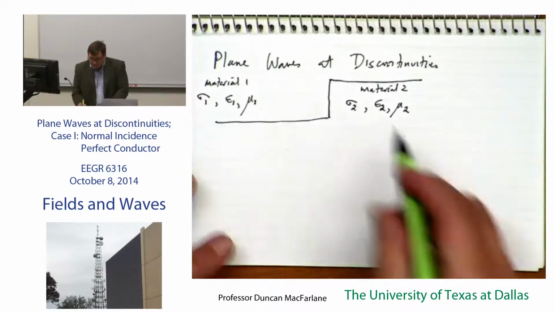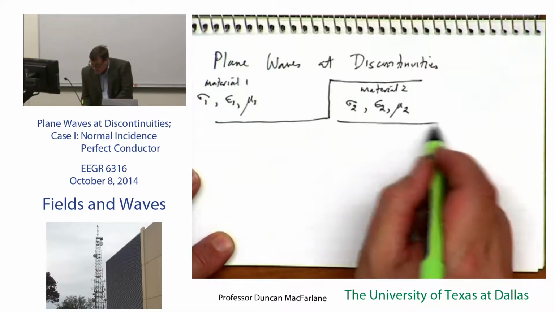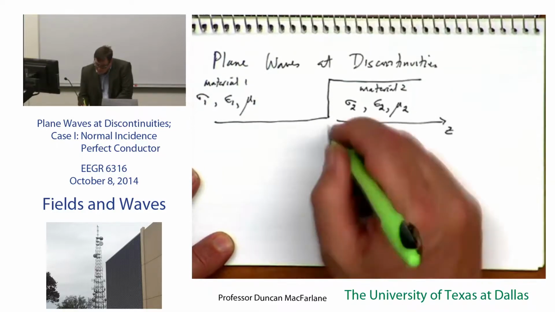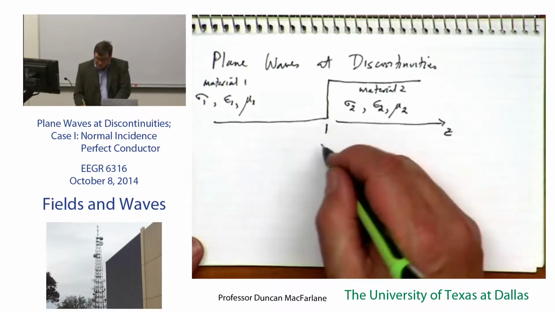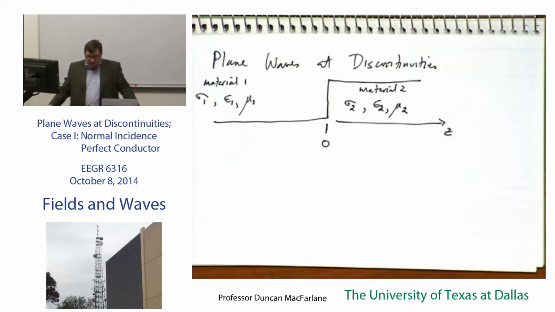And the distinction between these, there's my z-axis, and in class we always do the simplest cases. Your homework problems are harder, so we're going to just put that discontinuity at z equals 0. Okay? It makes our math a lot easier. We don't have to carry around a little offset. Things will have parity and things like that will be much nicer.